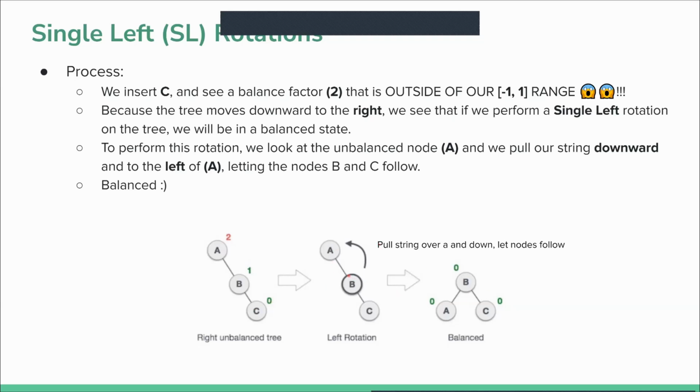Now, I kind of see it as a string pulling over A and downward, kind of like that's our pivot almost. Maybe our pivot is B and you're pulling down A, however you see it, right? But it can help to imagine you're pulling down A, and A follows down, and B stays, and C stays. After we do that, it's balanced.